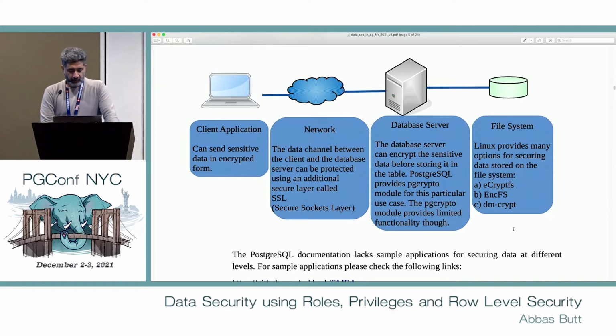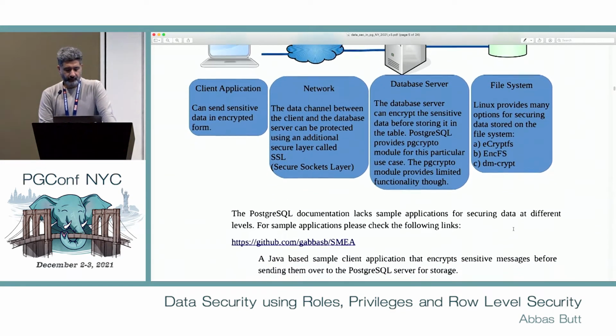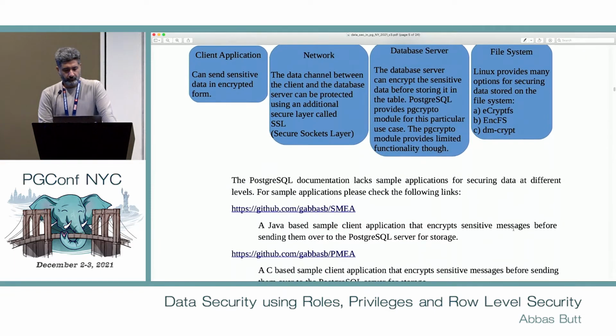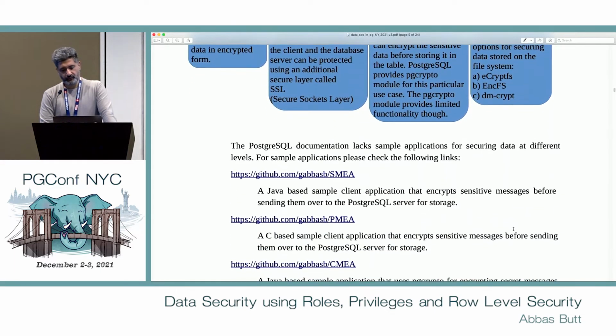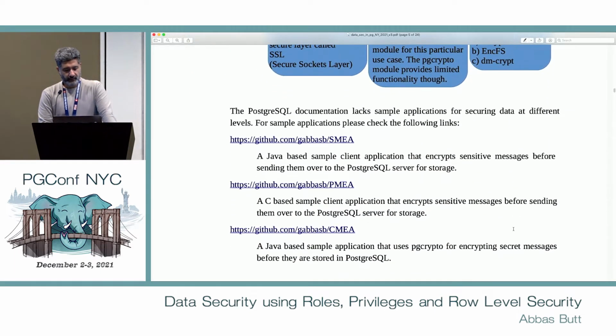So these are a few sample applications that I have created for three use cases. One is a Java-based application that tries to use client-side encryption. The other is a C-based application. This again uses client-side encryption. And the third one is a Java-based application that uses pgcrypto for encrypting messages. All three applications are again doing the same thing.